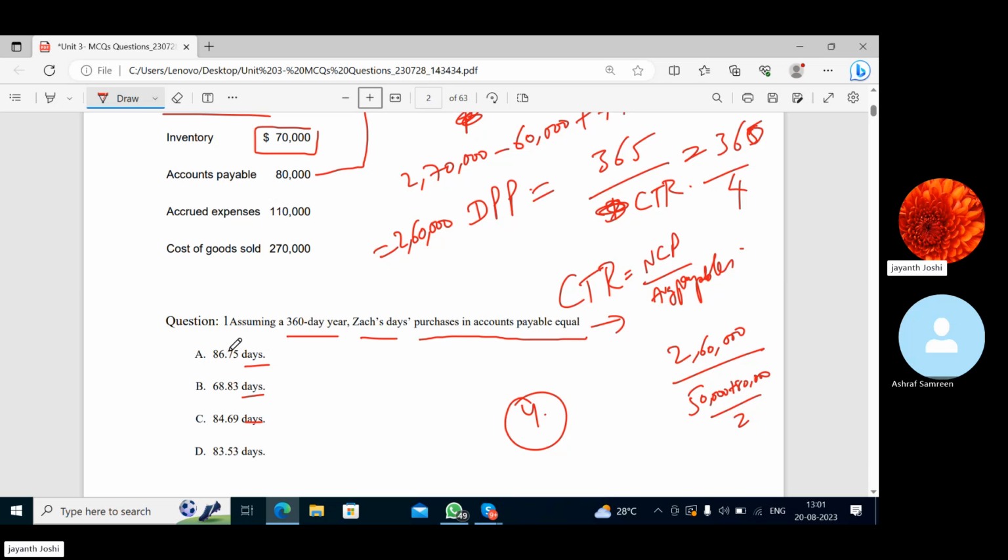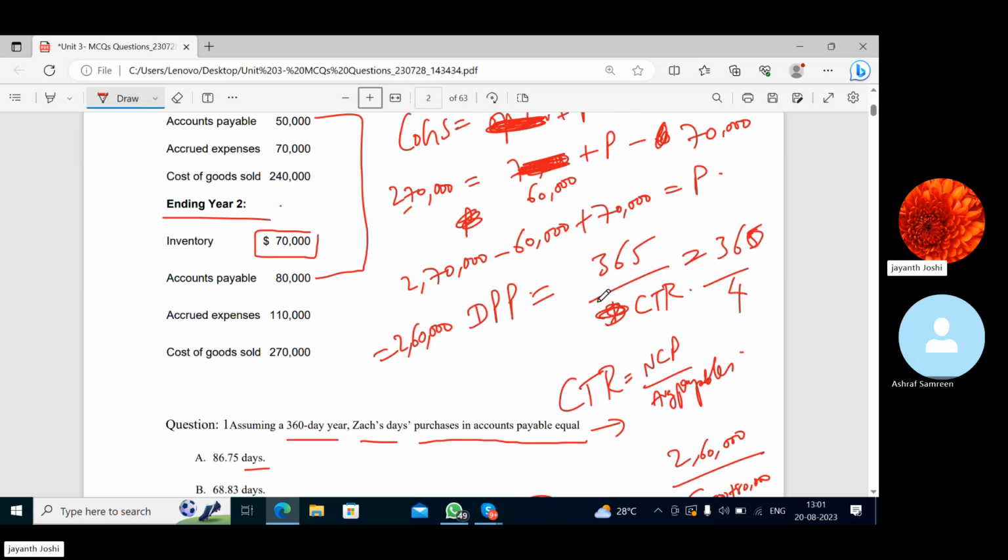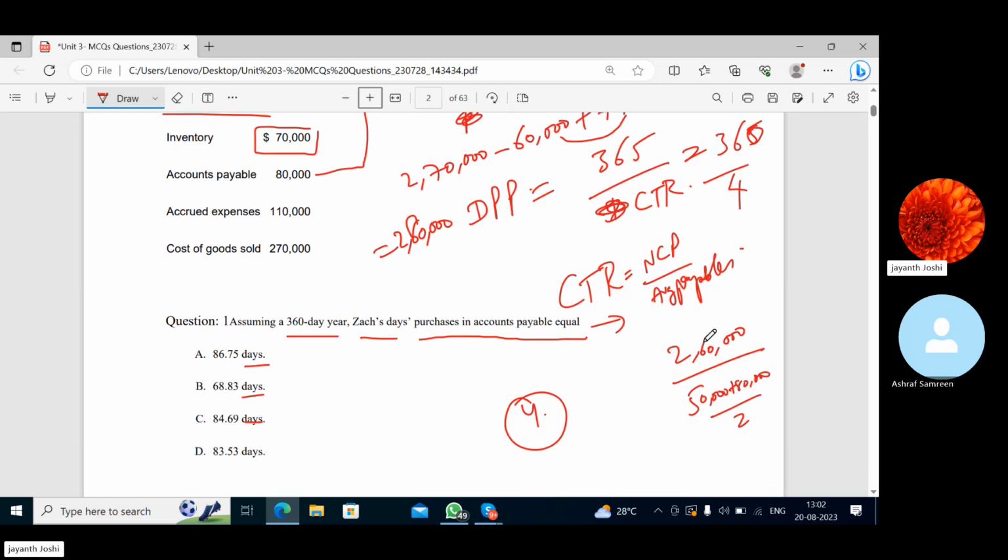But actually, I don't understand what is the problem. 50 plus 80 divided by 2 is 65. Are you getting 260 only, or 280 you may get? Because 70 minus 60 is 10, it will be 280, no? Not 260. So 280 by 65 is how much? Okay, 4.30.